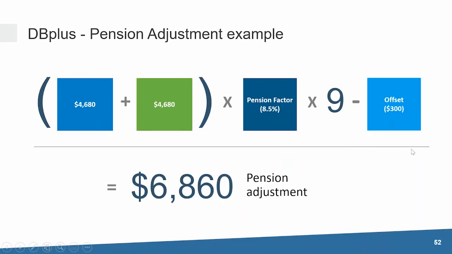Let's go through an example. If a member contributed $4,680 during 2020, total contributions are $9,360. If you then multiply by 8.5%, this equals a pension benefit of $795.60. Multiply that by 9 equals $7,160. Subtract $300 offset would give you a PA of $6,860.